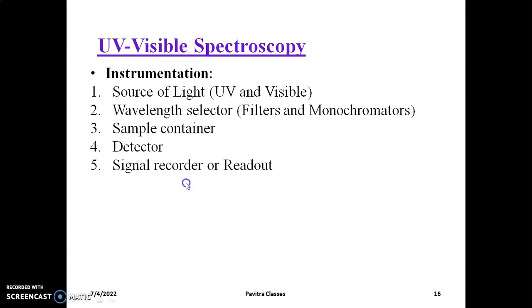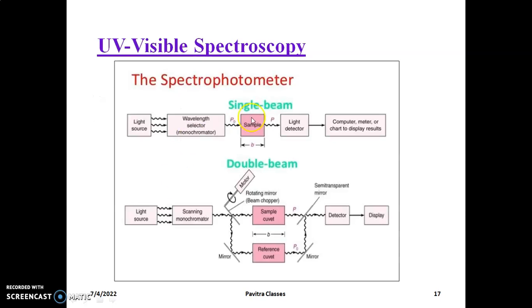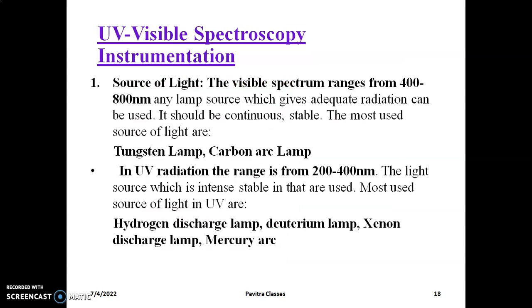So next is the source of the light. This is the typical outline of the instrument. This is the single beam UV or visible spectrophotometer. This is the double beam. In the single beam, only one sample can be detected. In the double beam, the sample cuvette and the reference cuvette are both kept. For focusing the light, mirrors, semi-transparent mirrors, motors, and slit mirrors are used, and the rotating mirror also acts as a beam chopper in the double beam spectrophotometers.